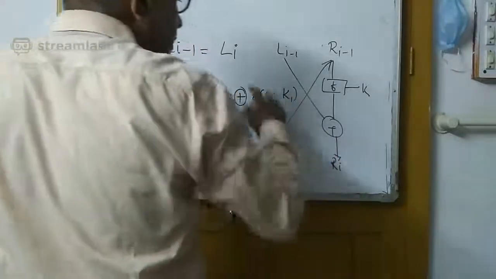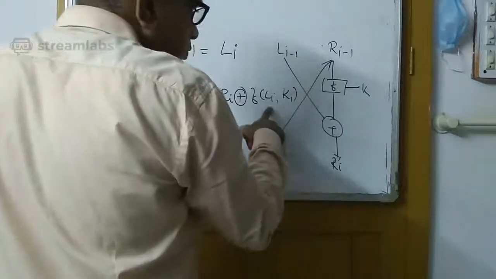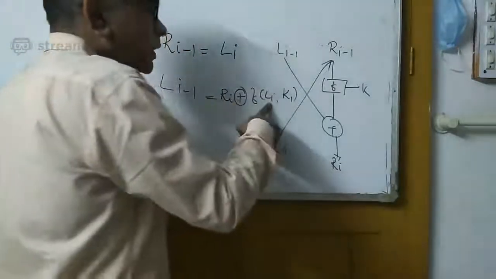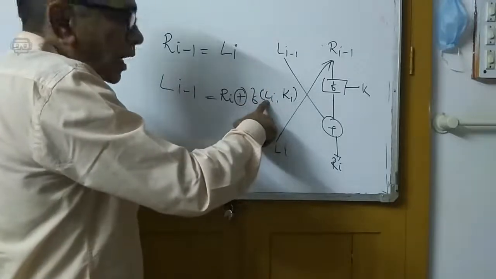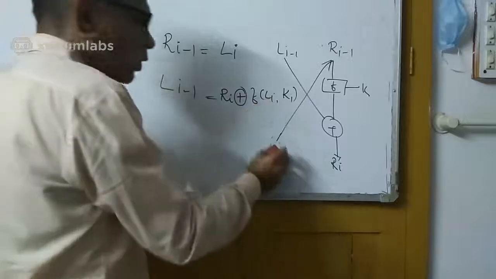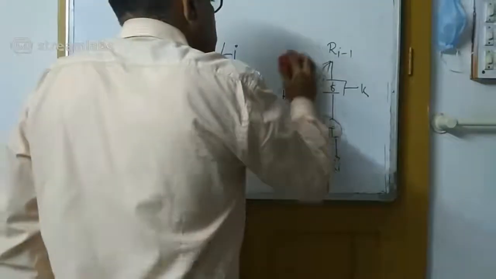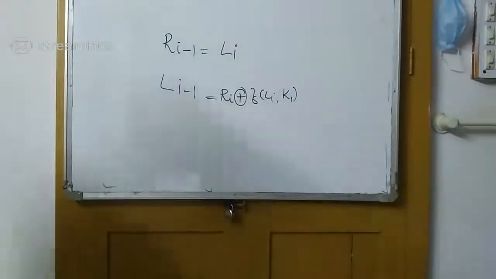Now see, again the same actions that we performed at encryption time, but only the input that gets changed is Li. So during encryption time it is Ri minus 1, but during decryption time it is Li. So this is the change that happens during decryption time. These are the equations for decryption. So this is how we are performing encryption and decryption in DES.